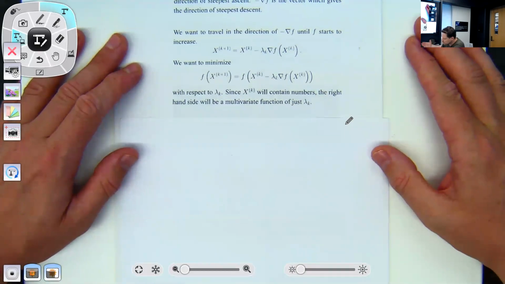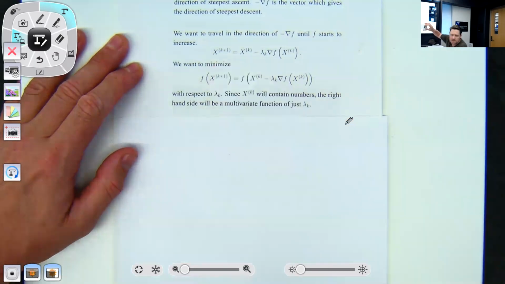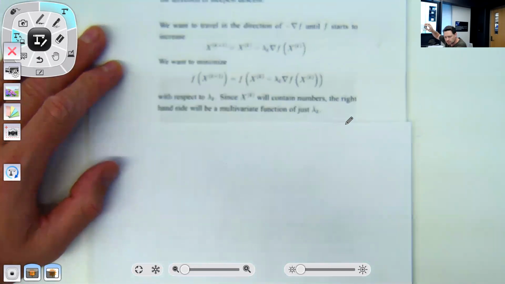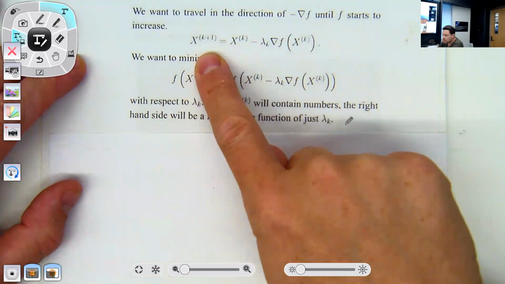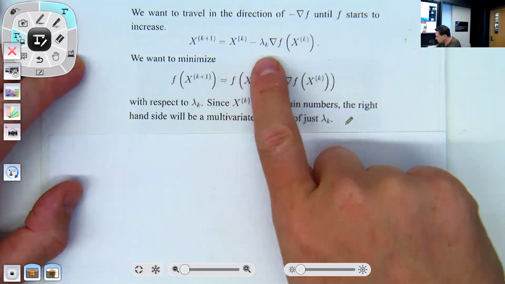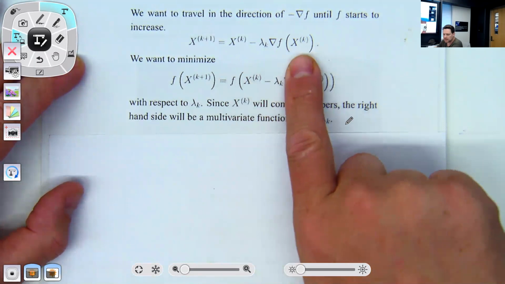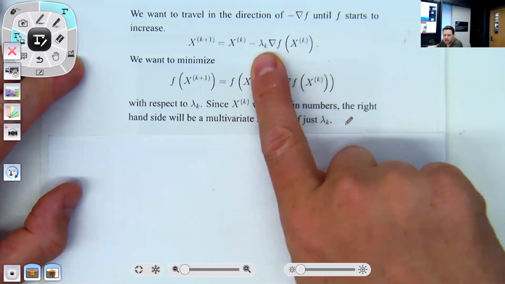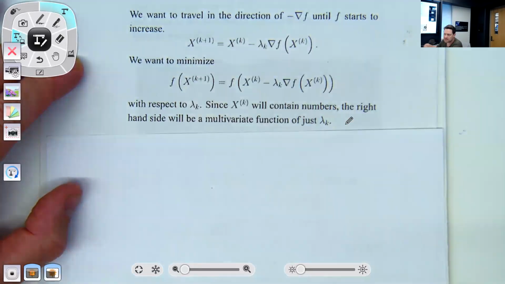Now, we form a sequence, basically. Notice I've got superscripts with brackets around them, so those are not powers. Here it is: the next point in the sequence of points is the previous one minus grad f of the same previous point times this scalar lambda subscript k. Okay, so this is the general description of how we get to the next point.